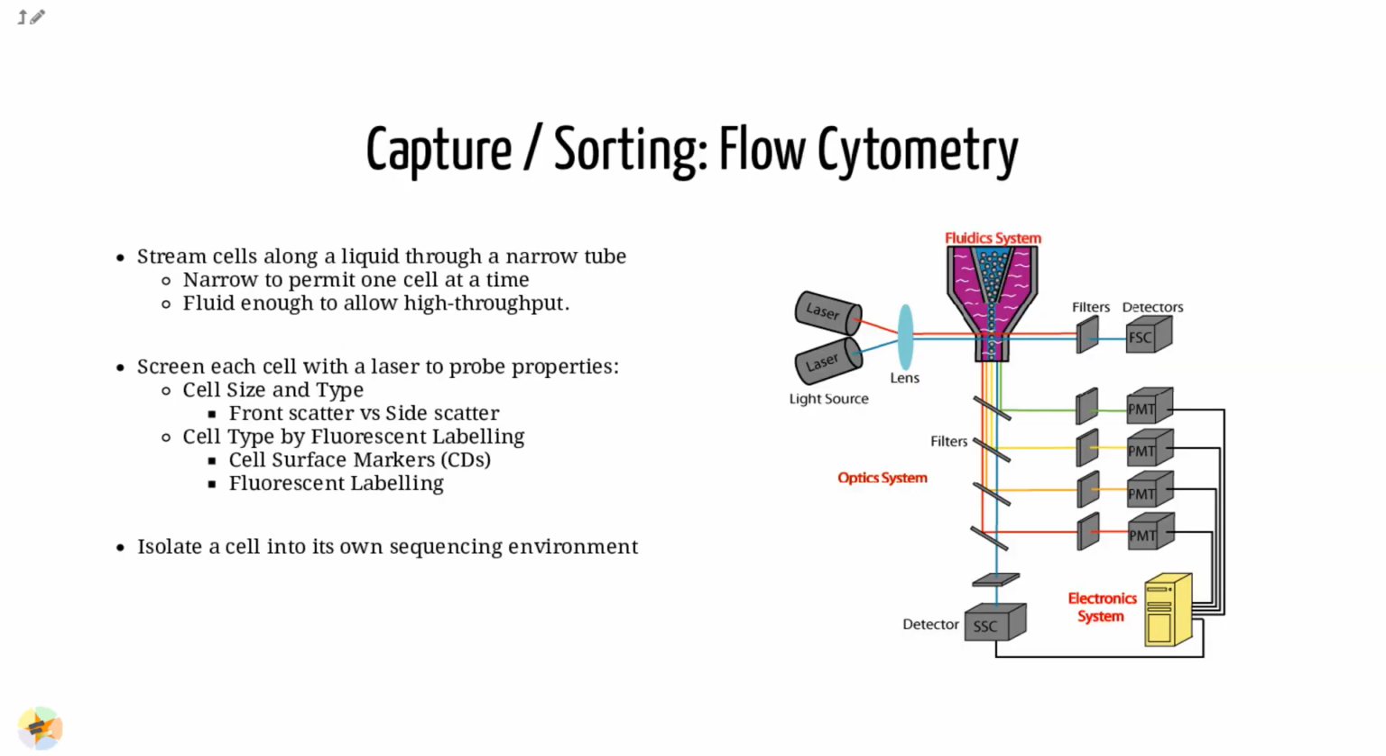Flow cytometry floats cells in a shallow liquid bath and streams them along a narrow channel, just narrow enough for one cell to pass through. Cells can be screened by a variety of properties this way, such as by their light scatter properties, and from fluorescent cell labeling. Cells can be tagged and isolated in this manner.